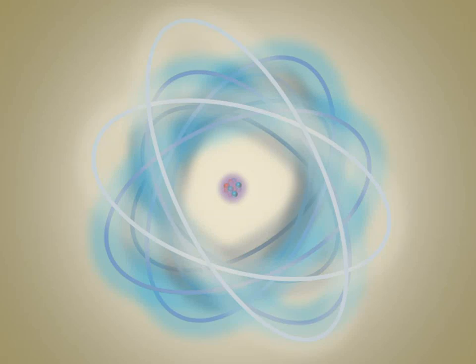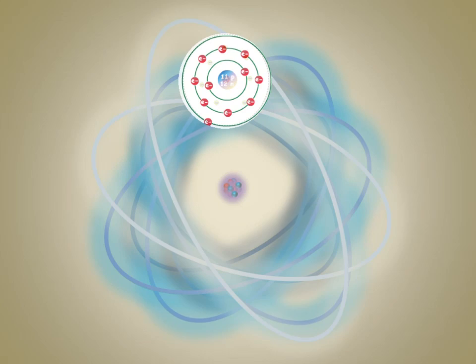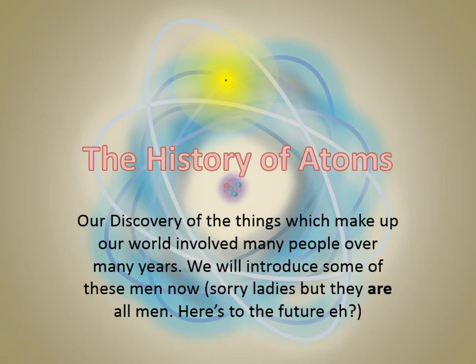Hello everyone, and as you can see from the images at the top, today we're looking at the history of atomic theory. And these are the various different models of the atom that we've come up with over the years. But the history of atoms has been one of those voyages of discovery, one of those things that different people down the centuries have contributed to and helped to build up the idea of atoms as we see them today.